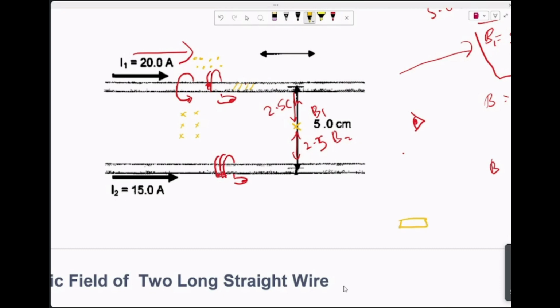Let's say somehow you determine this is dot, due to this current. Due to this current, you are able to determine this one is dot. Then the other side immediately going to be x, or into the page. This is out of the page. This one is into the page.